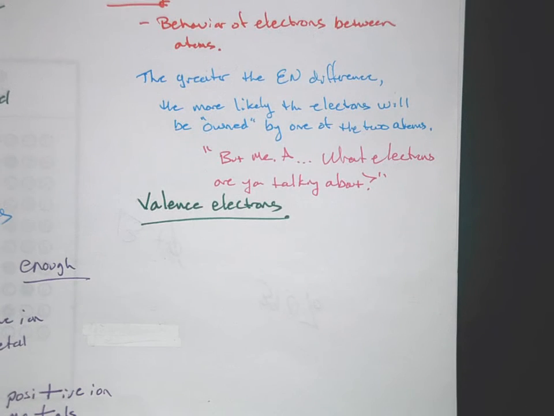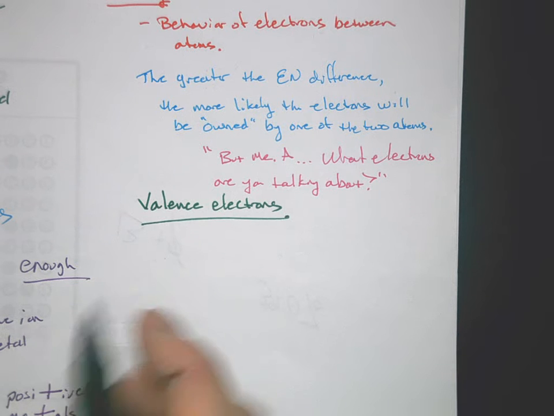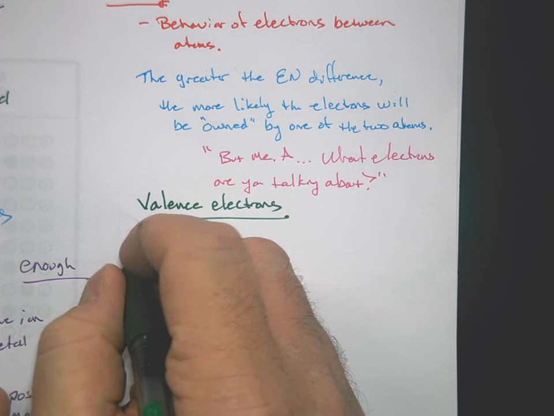Okay, so if those are valence electrons, we're going to come up with a way to show our valence electrons in a really quick and visual demonstrative way that's going to help us understand where our electrons go. And these are called Lewis dot diagrams.